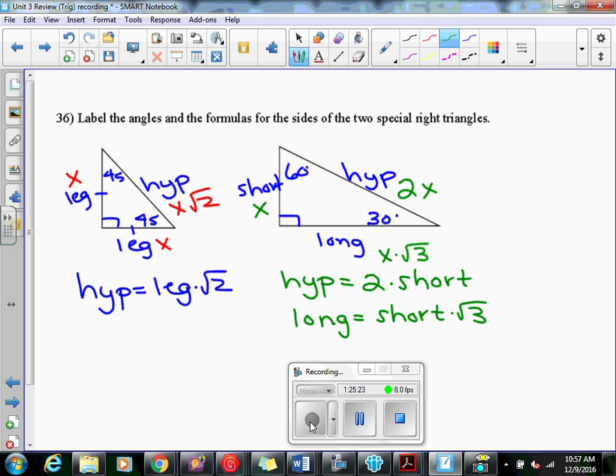So those are the 2 formulas that you have for the 30, 60, 90 triangle. Any questions before we go to the next piece?